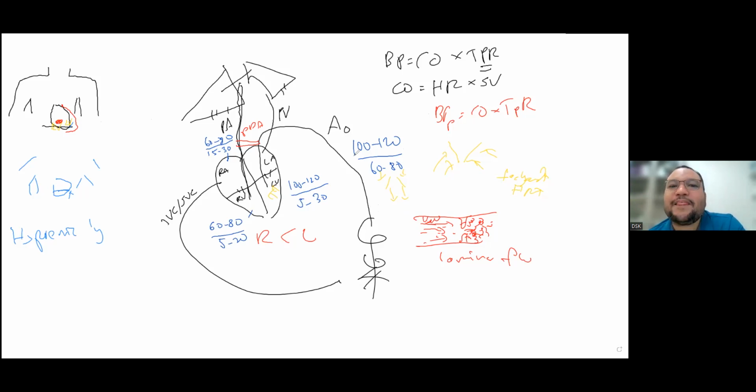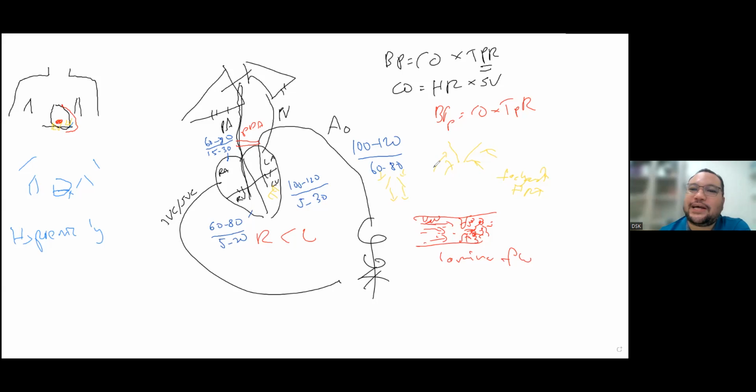What happens to your lungs? Now it is the same as VSD because the lungs will be fluid overloaded. You'll have upper lobe diversion, bat wing signs, Kerley B lines, fluid in the fissure. And these are all signs of heart failure, signs of fluid overload. This is in PDA.